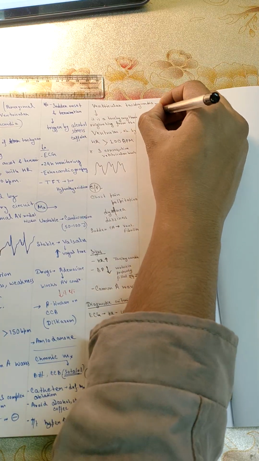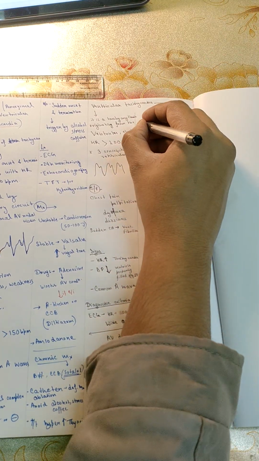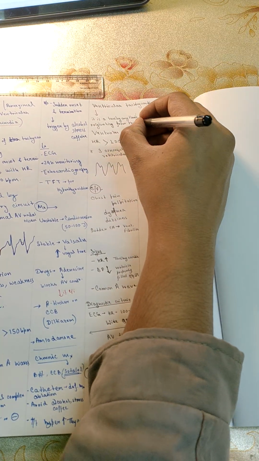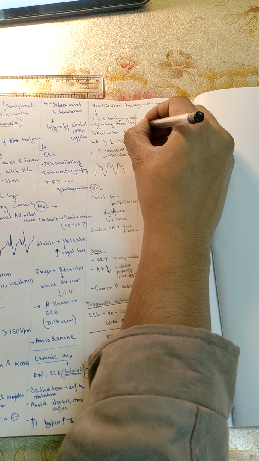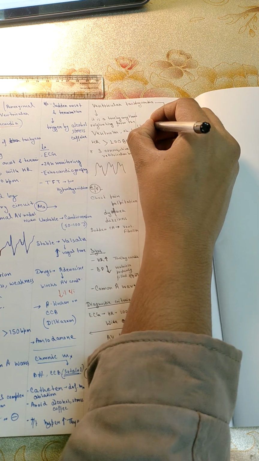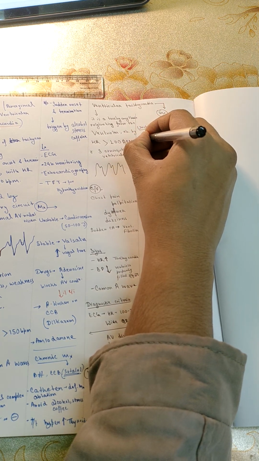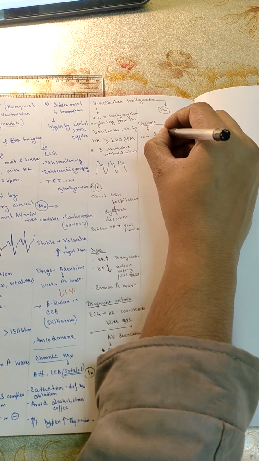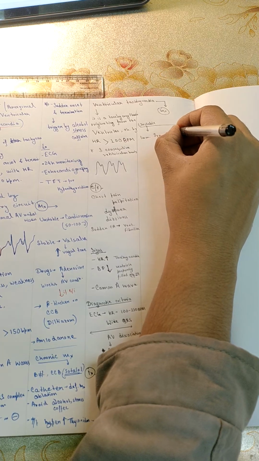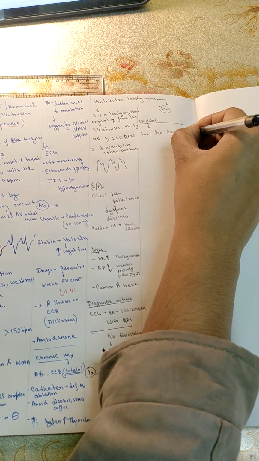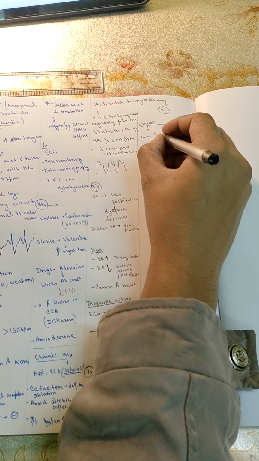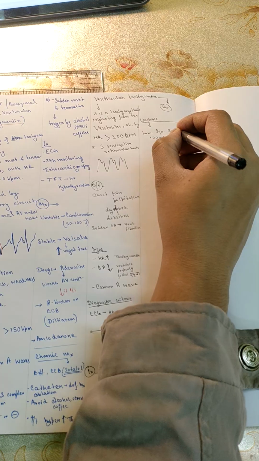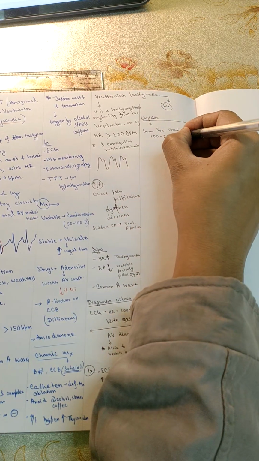Let's talk about the management. So I have two types of patient. One is stable, one is unstable. So let's talk about both of them. If I have an unstable patient, for him I will give immediate synchronized cardioversion, same as before. How much will it be? 100 to 200 joules, increasing as needed.